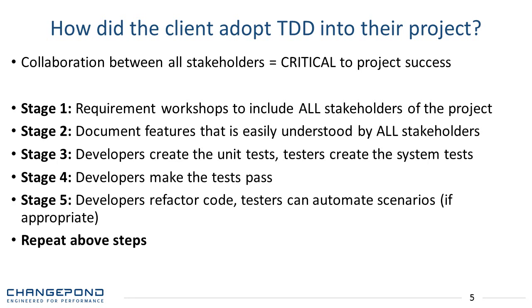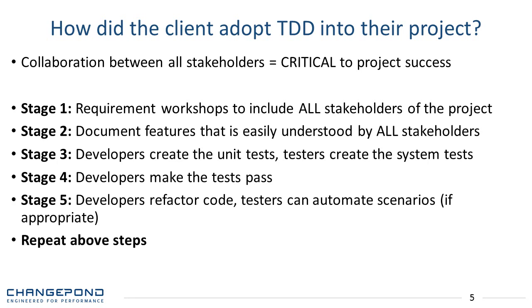Stage 2. Once the collaboration is actively happening, the next step is to record the feature-level scenarios in a meaningful way. This documentation should be understandable by all stakeholders and allow them to easily provide feedback. Stage 3. For a given feature, developers will create unit tests from the documented scenarios. Testers will create system-level tests for the same scenarios.